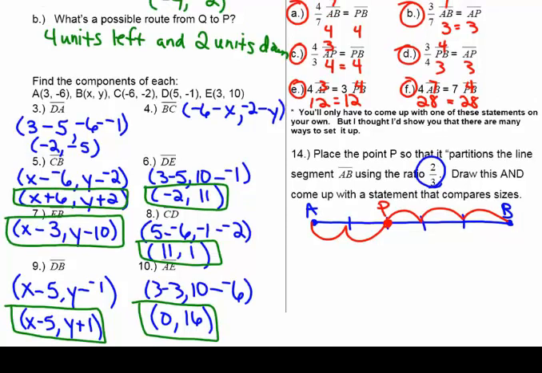So I have divided my segment up into 5 units. So I can say, okay, well, 2 of those 5 units, so 2/5 of the entire segment AB is going to equal the length of my segment AP. Okay, and you can check that AB is 5 units. So 2/5 of 5 is 2, and AP is 2 units long. Okay, so you come up with a couple more statements for this one.